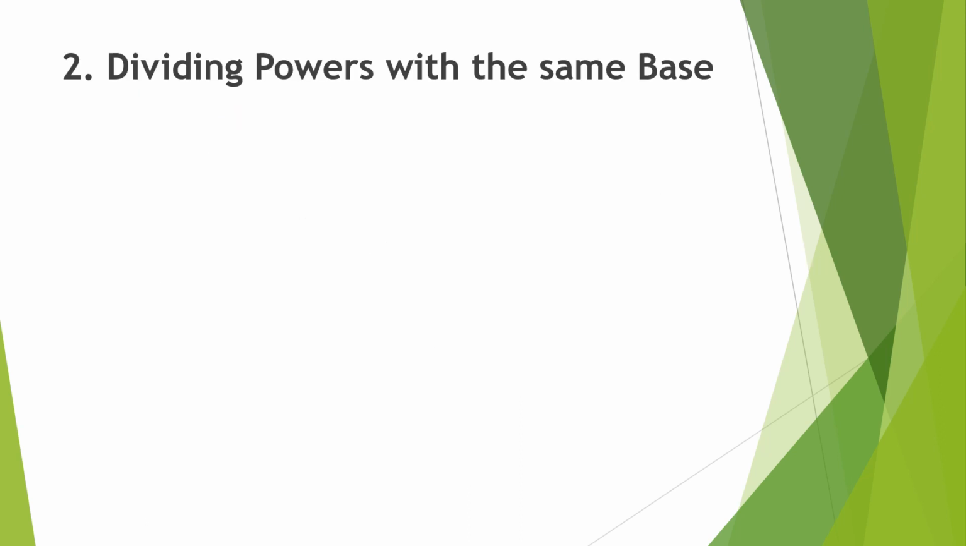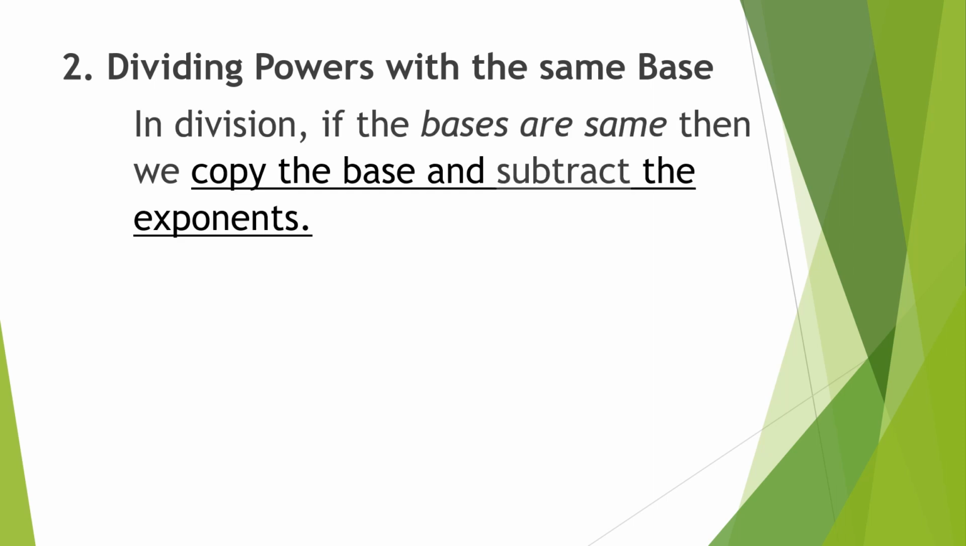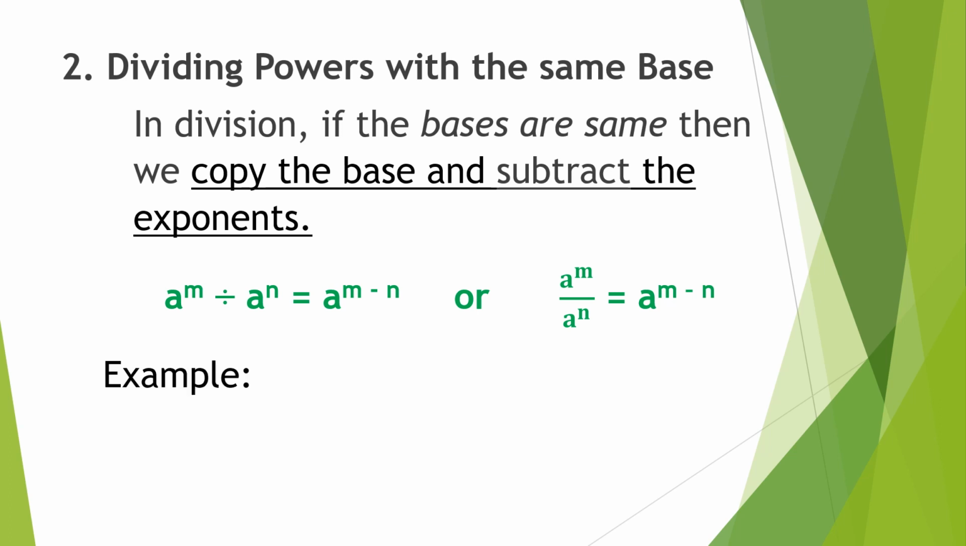Number 2. Dividing powers with the same base. In division, if the bases are the same, then we copy the base and subtract the exponents. a raised to m divided by a raised to n is equal to a raised to m minus n. Let's have some examples. Letter A, 2 raised to 7 divided by 2 raised to 4. Copy the same base, 2, then subtract the exponents. 7 minus 4 is equal to 3. Therefore, we have 2 raised to 3.